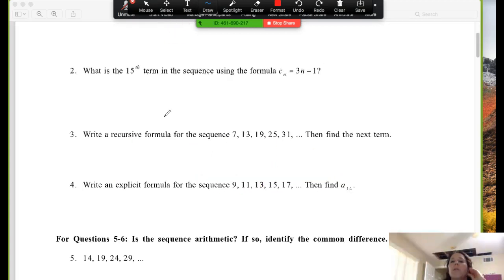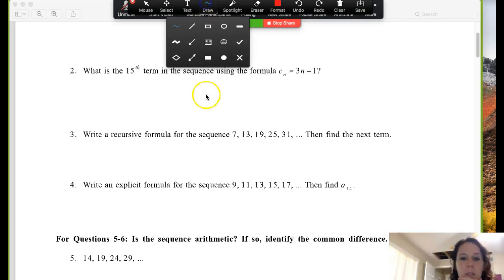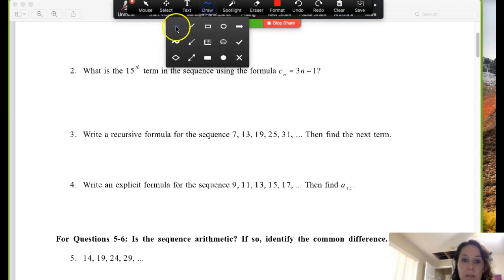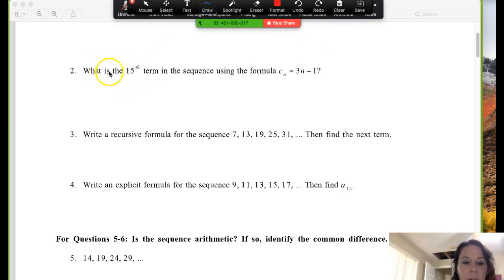One thing I want you guys to realize: when you're using the explicit formula in its regular form, not in this form where it's simplified, if I plug in a 0 term, I get my y-intercept. But in the other form, I start with my first term, and that's often confusing because before I simplify, I'm dealing with my first term, not my 0 term, which can give me a y-intercept if I was graphing a line. Okay, so what is the 15th term of the sequence using this formula?